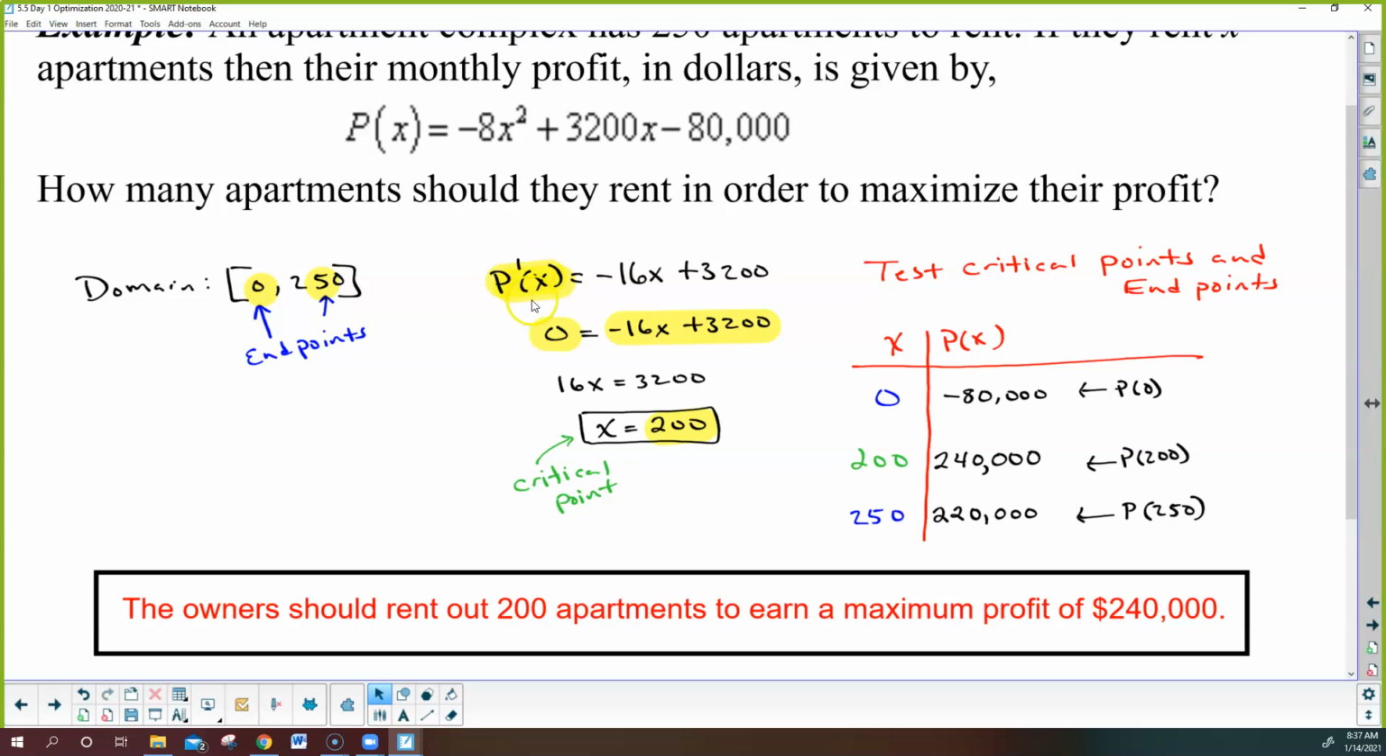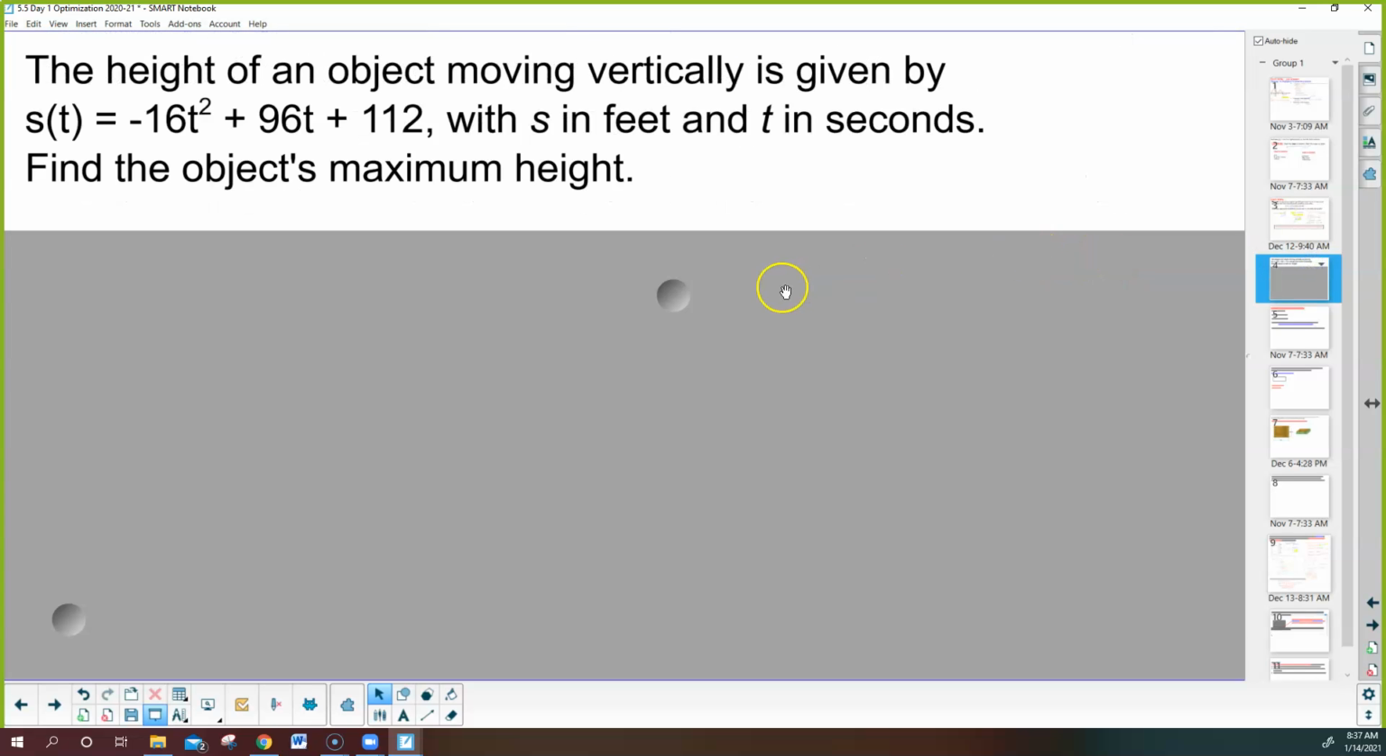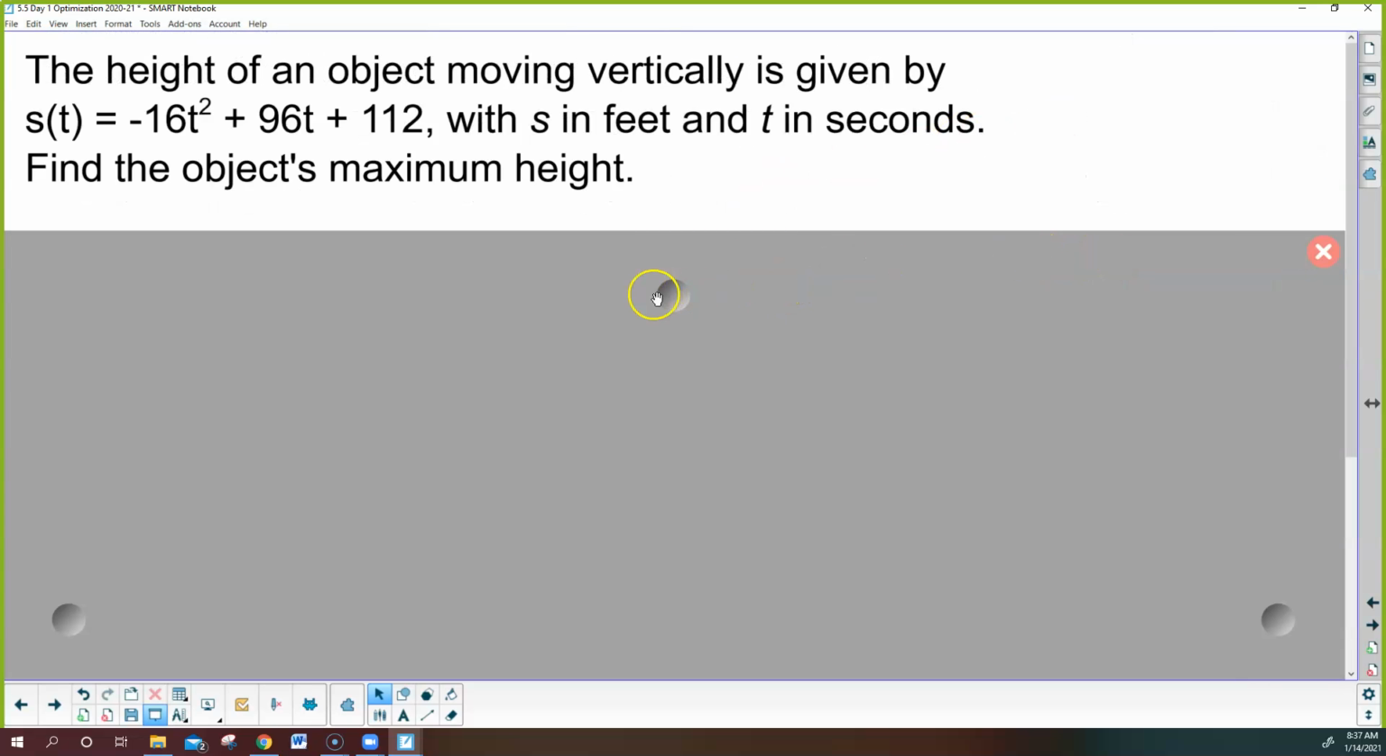But look at the process. We took the derivative, set it equal to 0, found the critical point, and then I just tested endpoints and critical points in the original function. Okay? All right, let's do this one together.